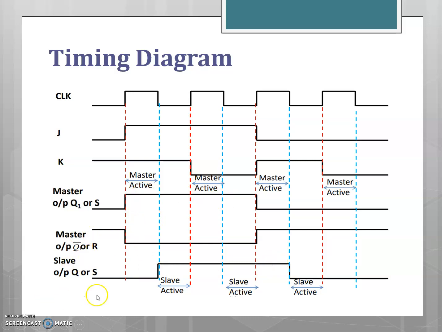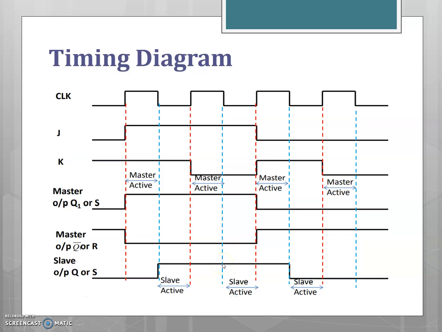Now coming to the slave output, the slave is active during the negative of the clock. So when the clock is negative, we'll check the values of S and R. Here S is equal to 1 and R equal to 0. With S equal to 1 and R equal to 0, the output is equal to 1. It will remain 1 till the next clock at which the slave becomes active. At the next clock pulse, S is equal to 1 and R is equal to 0, so the output is equal to 1.